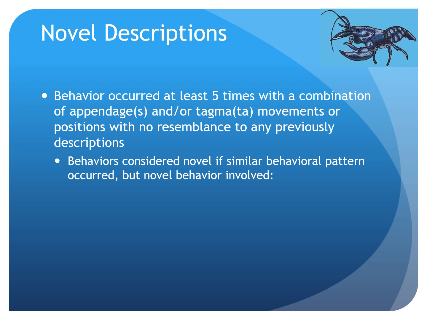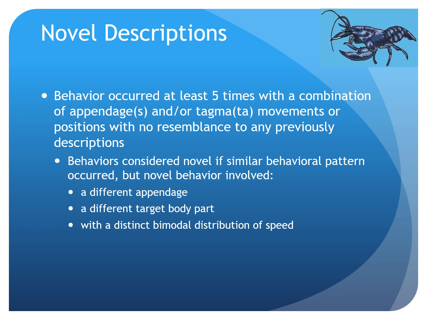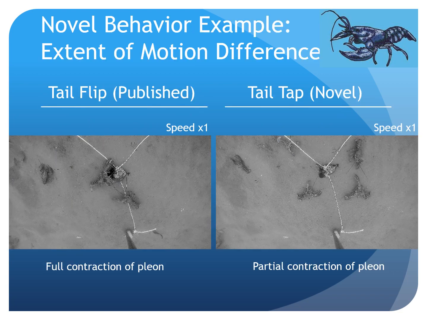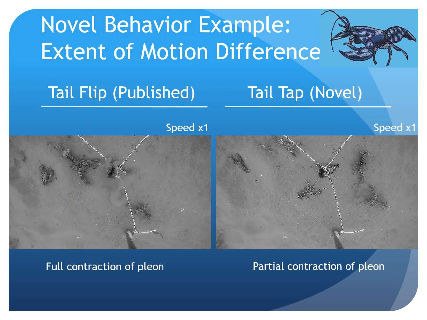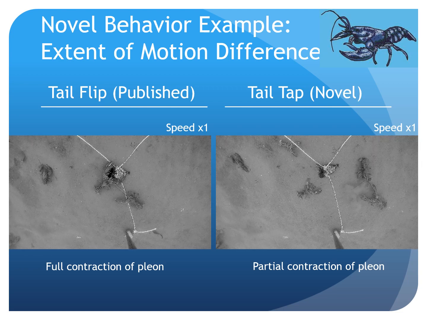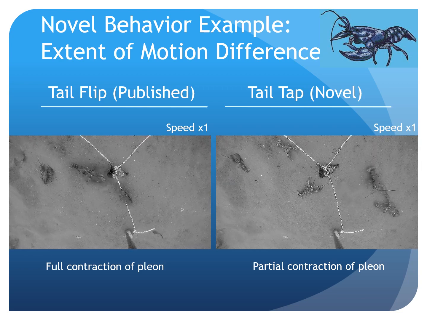However, similar behavioral patterns could be considered novel if they used a different appendage to perform a similar behavior, used the same appendage and behavior but targeted a different body part, this criterion is specific to grooming, performed the same pattern but with a distinct distribution of speed, or performed a similar pattern but with a distinct distribution of the extent of motion, such as is seen in the following example of a tail flip and a tail tap. The tail flip on the left includes the full range of motion, whereas the tail tap on the right has only a partial contraction of the pleon.